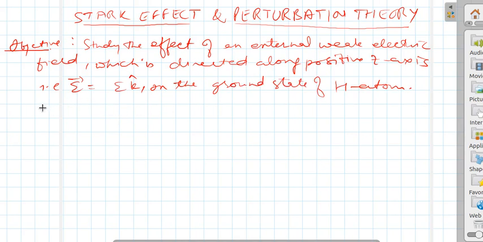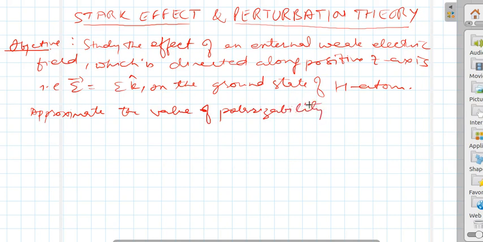So using this, our aim is to approximate the value of the polarizability of the hydrogen atom, right? So this is our aim. First of all, let us talk about what the Stark effect is.